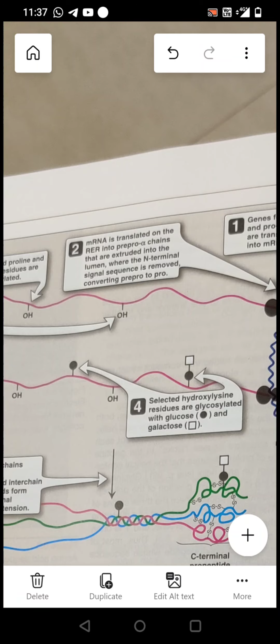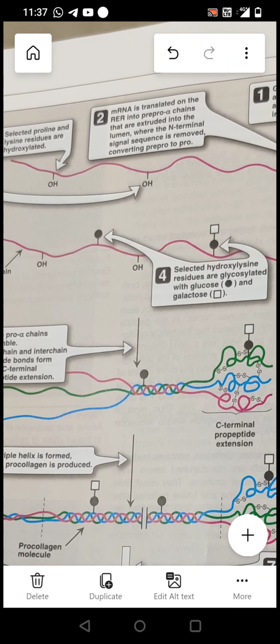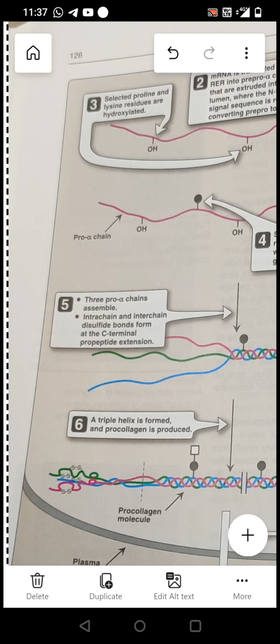Then what happens next? Wherever selected hydroxylysine is there, the hydroxylysine gets glycosylated. Glucose and galactose get added to it. Then after that, the three chains come together. One chain from one mRNA polypeptide chain, another from another polypeptide chain on another ribosome, and another ribosome has one more alpha chain. So three alpha chains have come together. They start to assemble and form interchain disulfide bonds.